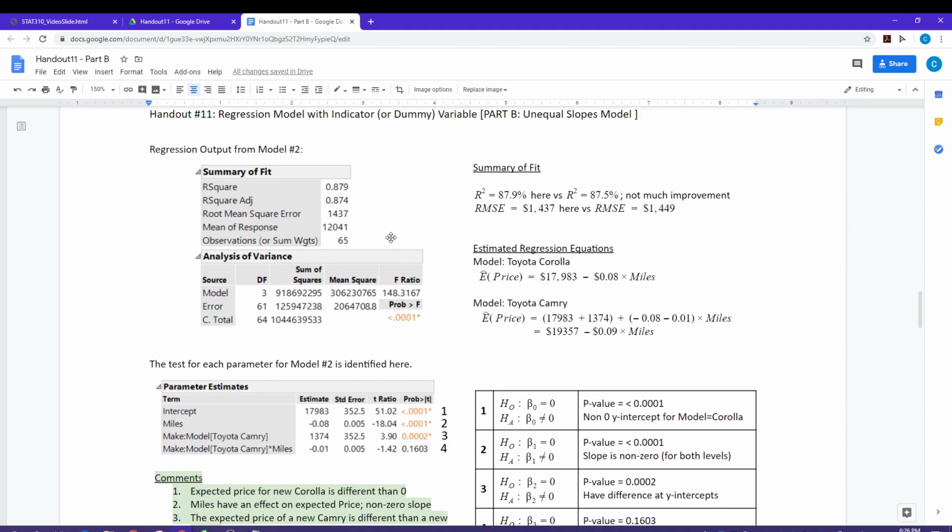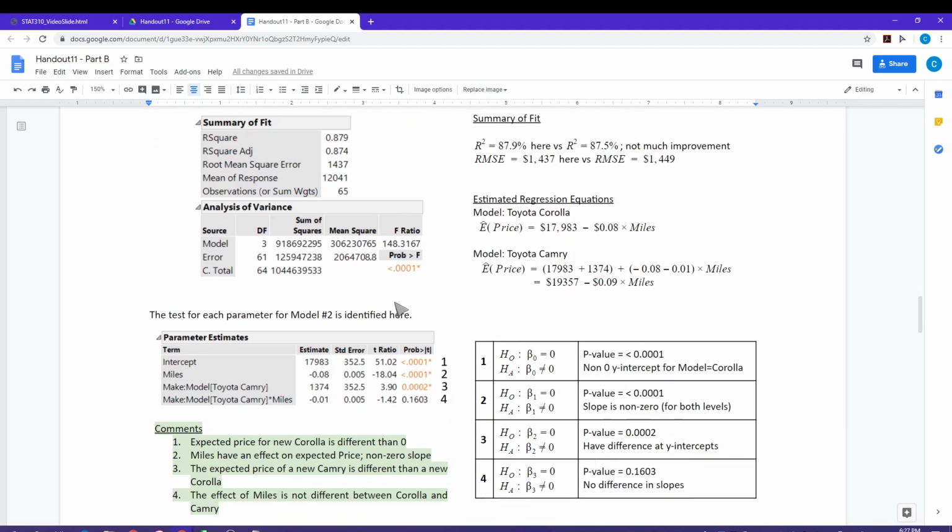Here I have an R squared of 87.9. Now before, when I had the equal slopes model, my R squared was 87.5. So this more complicated model that allows for the slopes to be different isn't really helping me too much. It's helping me a little, but not much. Likewise, the root mean square error here is 1,437. With the equal slopes model, that root mean square error was 1,449. So again, not much of an improvement.